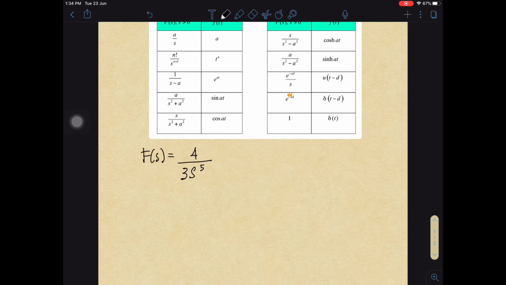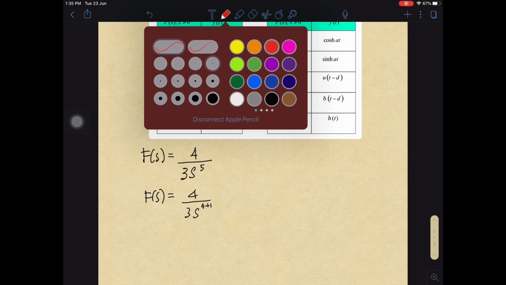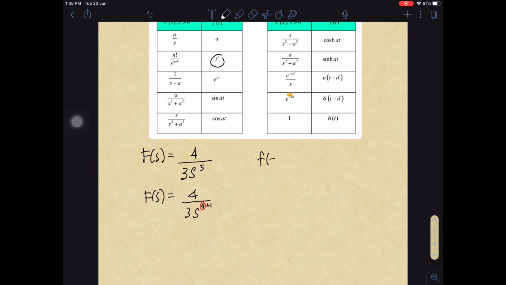F(s) equal to 4 over 3s to the power of 5. So you can see the denominator involves s to the power of more than 1. So we know that this one is related to the function t to the power of n. So you can write the function F(s) equal to 4 over 3s to the power of 4 plus 1. So directly from here you know that your value of n is equal to 4. So you can write down your function f(t) equal to m t to the power of 4.